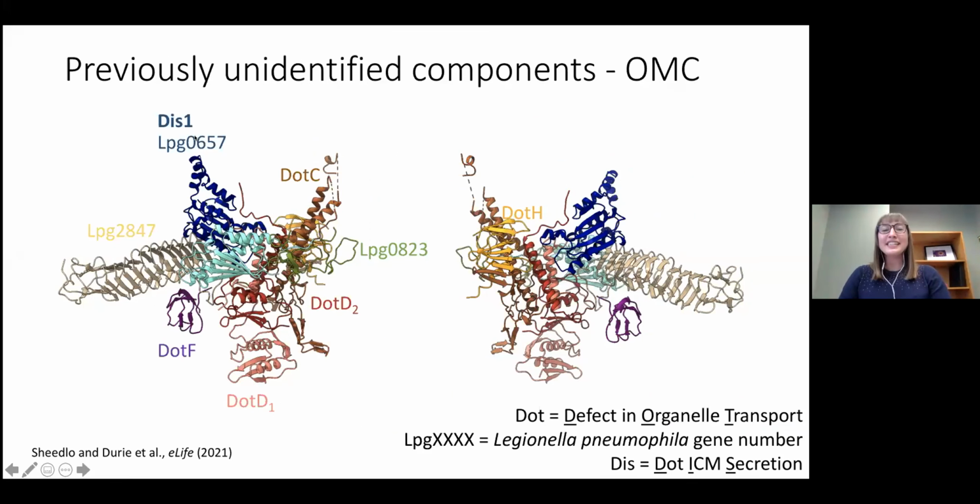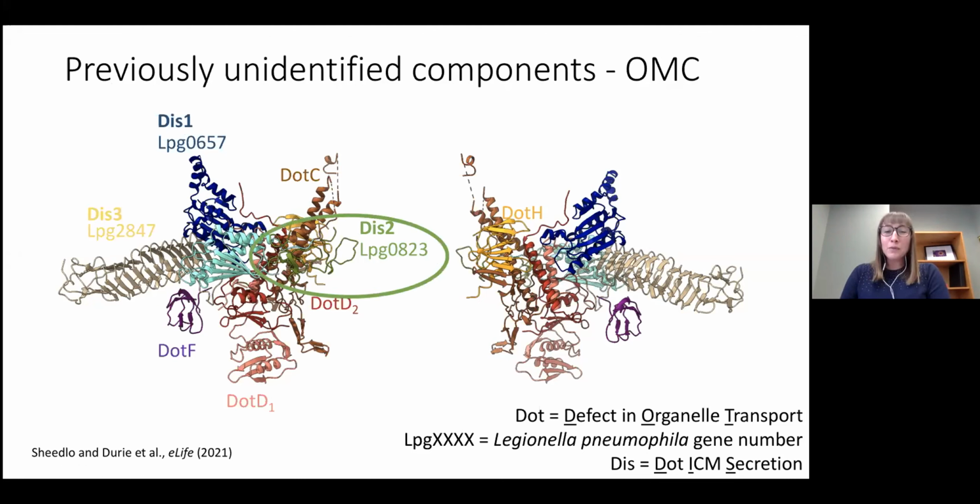We also realized we've got to have some better names here, but we were out of both DOT and ICM names. They're all named as DOT A through DOT Y right now, I think, but we had identified 3 more proteins. So we decided to call them DIS, for defect in organelle DOT/ICM secretion. So we have DIS1 here. We also identified LPG0823, which we call DIS2. And then that really striking radial arm is LPG2847, which we call DIS3.